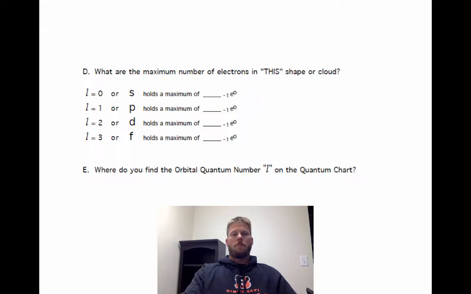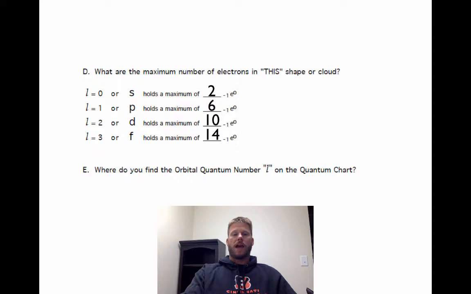All right, what are the maximum number of electrons that each shape orbital could hold? Okay, an S orbital, the smallest sphere orbital, can hold 2 electrons. A p orbital can hold 6 electrons. A d orbital can hold 10 electrons, and an f orbital can hold 14 electrons.